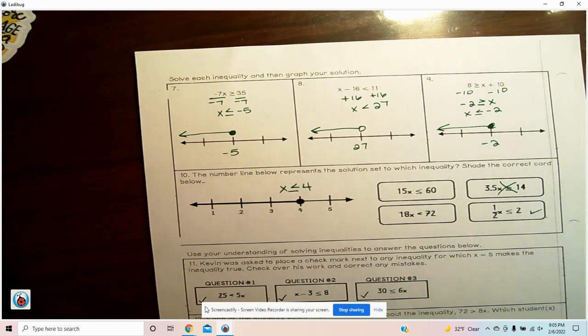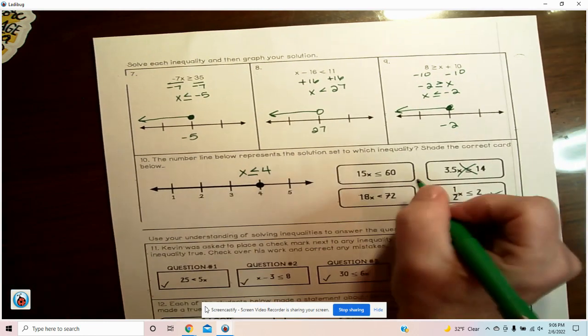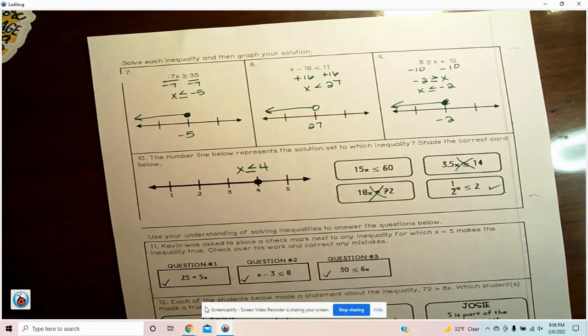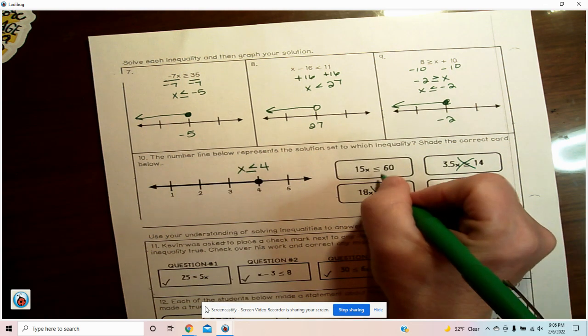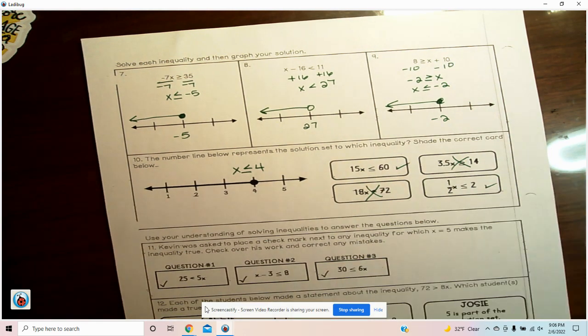72 divided by 18 is 4, but it's just less than, so it's not that one. And then 60 divided by 15 is 4 also. So it could be that one, those two.